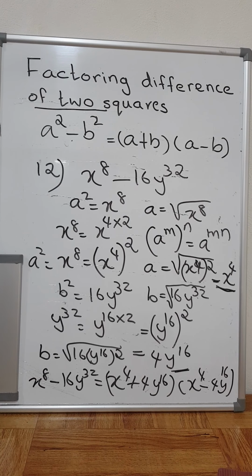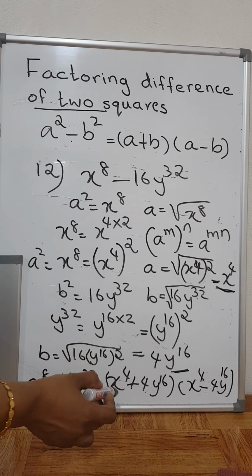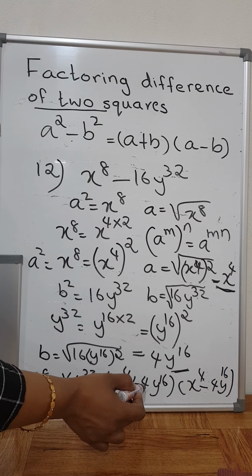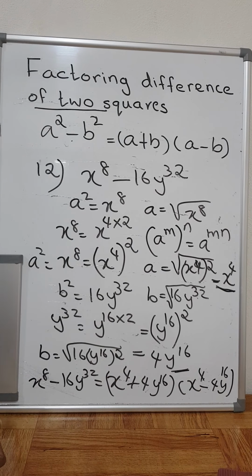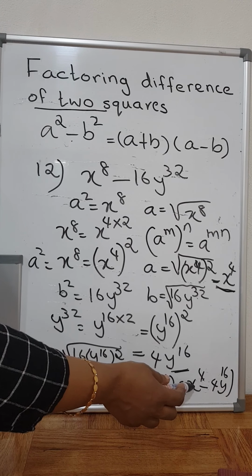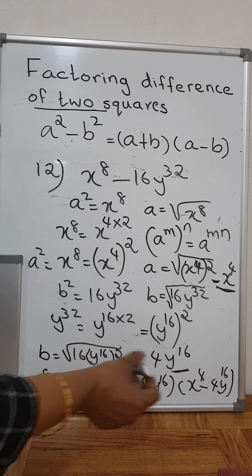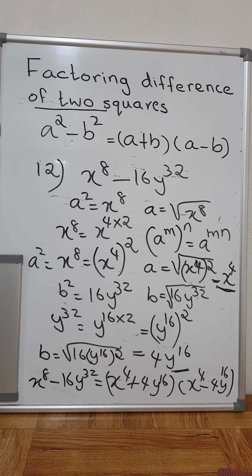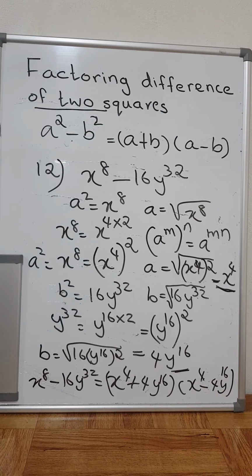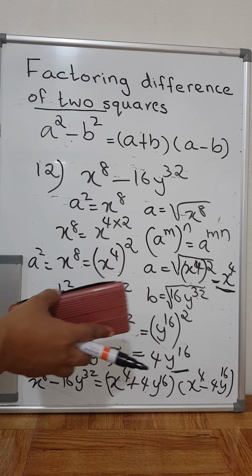I don't think we have factorized it completely. This one you can see: this is a sum of two squares, x to the power 4 plus 4y to the power 16. We cannot factorize it further. But this one, x to the power 4 minus 4y to the power 16, is again a difference of two squares. We can factorize it again. That part has multiple layers, so let's try the remaining part.